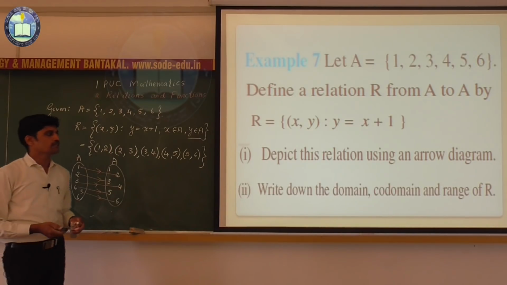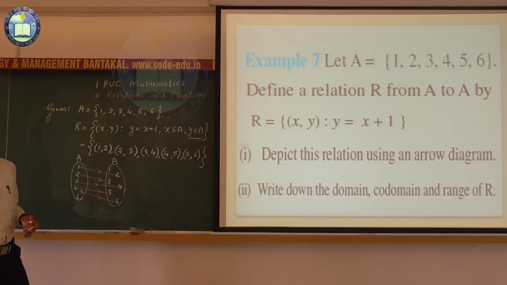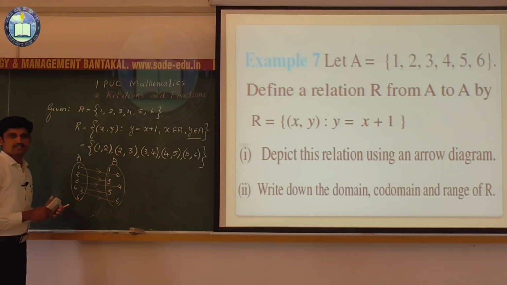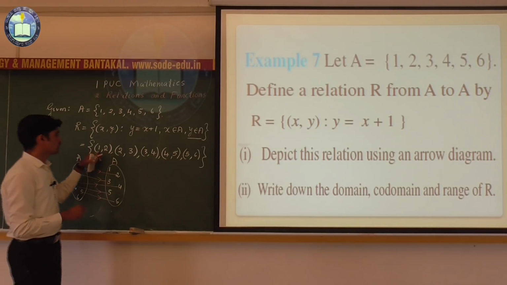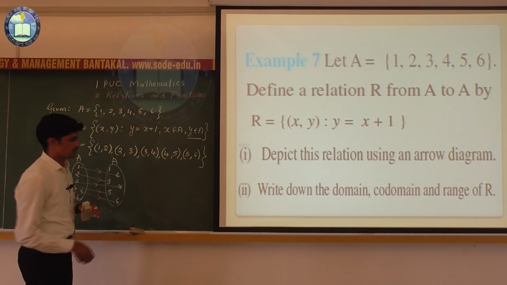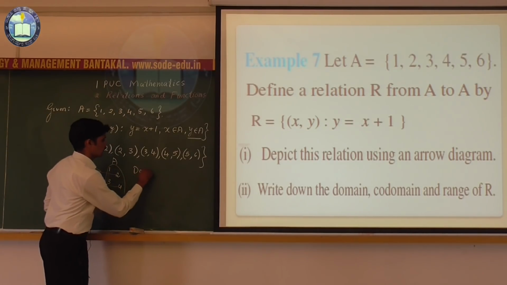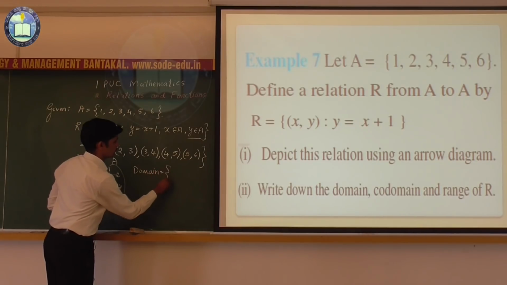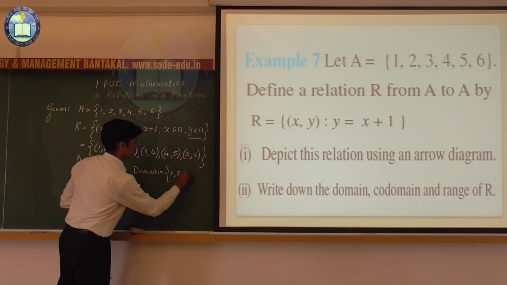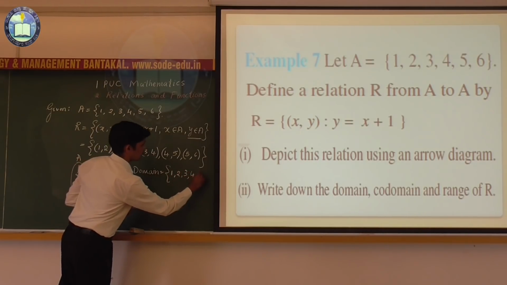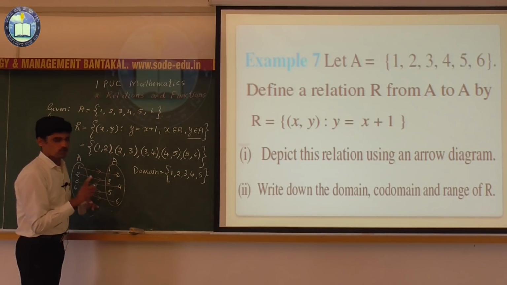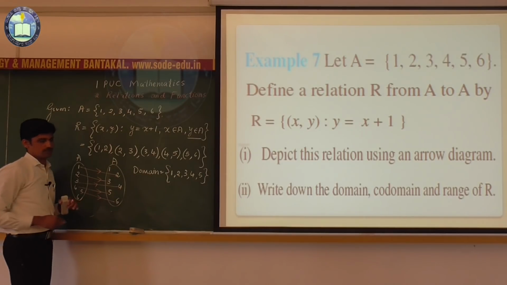Next, write down the domain, codomain and range of this relation R. What is the domain of this relation? Domain is set of all first elements of the ordered pairs in the relation R. So, domain is equal to set of all first elements. There are 1, 2, 3, 4 and 5. 6 does not belong to domain of the relation because 6 has no image.